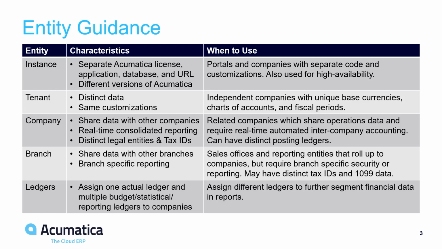Related companies are independent legal entities which share common operating data as well as the same base currency, financial closing period, and have a similar chart of accounts. These entities should be set up as companies. The system automatically creates balancing entries for intercompany transactions when two or more companies or their related branches are involved in the same transaction. Sales offices and reporting entities should be set up as branches. Warehouses, employees, and cash accounts are specific to each branch. Branches inherit the same ledgers as their companies.